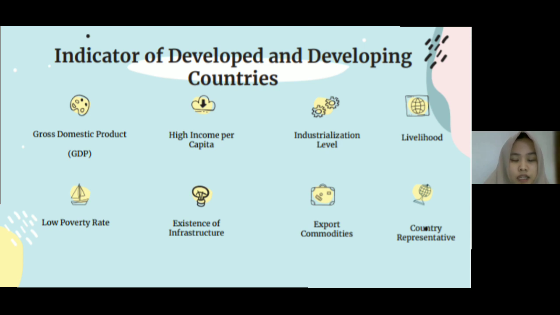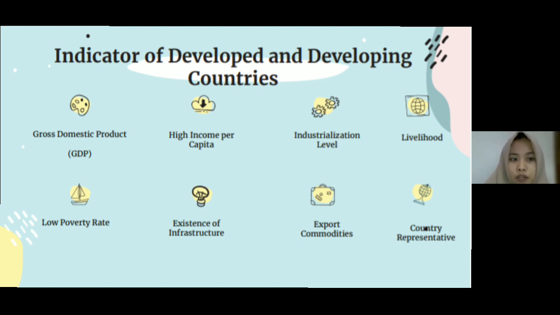And the fourth is livelihood. Because it is supported by a very rapid industrial growth rate, it is possible for people in developed countries to tend to work in the industrial and service sectors, while the low industrial growth in developing countries allows their people to work in the agricultural sector. They will generally only be able to depend on primary production from the agricultural sector produce.